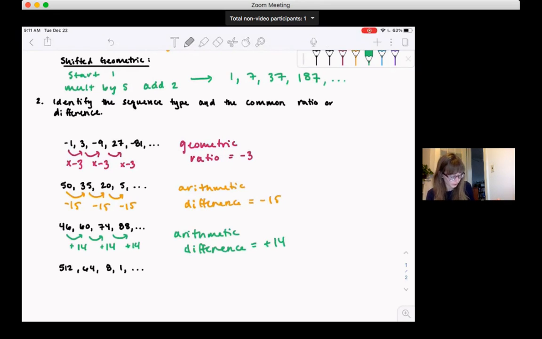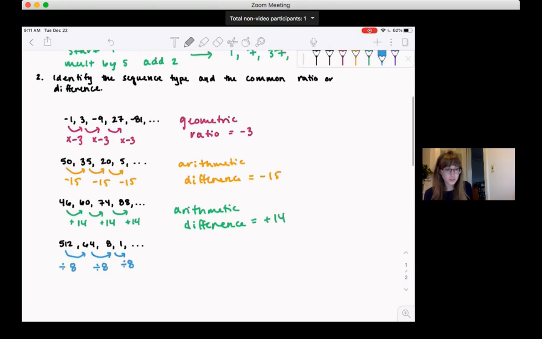All right, last one, and these I think are the trickiest ones. So we're clearly not adding or subtracting the same number each time, because 512 to 64, that's a huge decrease, and then 64 to 8 is not nearly as much. You might notice that 512 to 64 is divide by 8. 64 to 8, divide by 8. 8 to 1, divide by 8. So we're always dividing by 8.